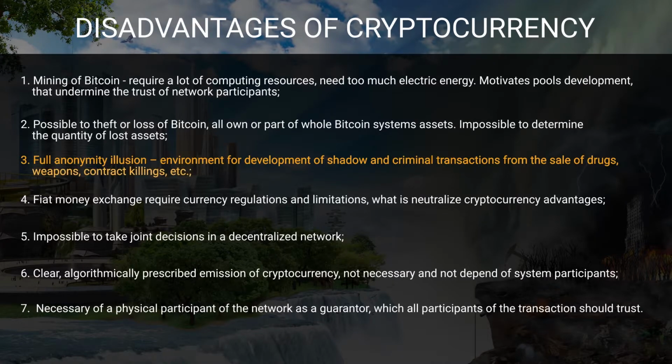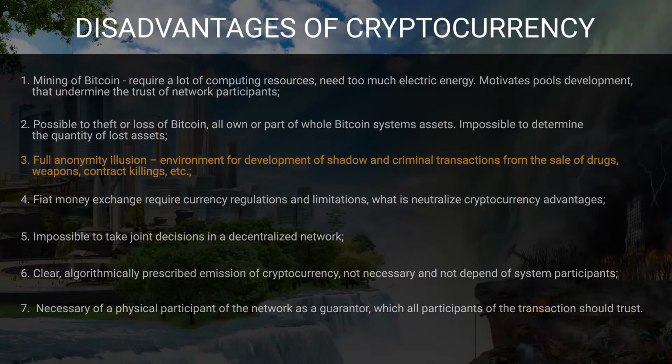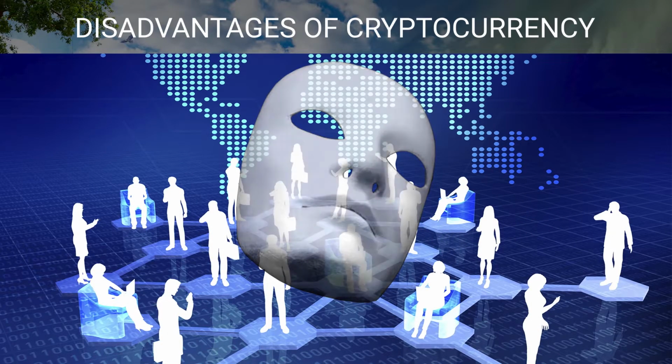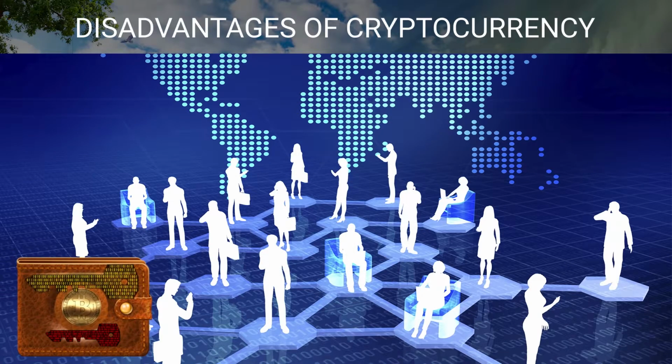Another significant disadvantage of Bitcoin is the illusion of full anonymity. It is an environment for the development of shadow and criminal transactions, from the sale of drugs, weapons, contract killings, etc. Let's analyze anonymity within a decentralized system. On the face of it, everything looks pretty much anonymous.